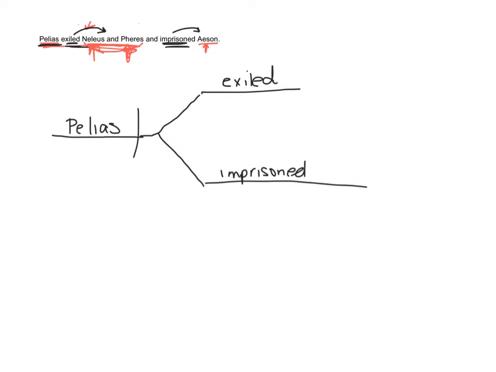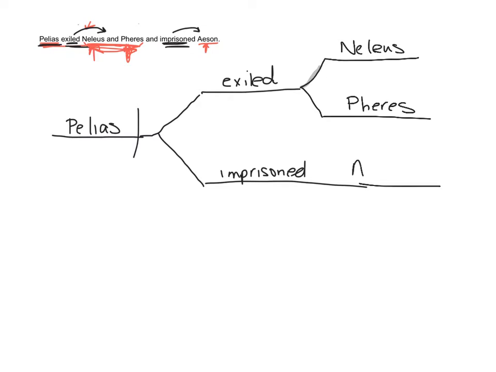So, this direct object line has to split again. Got to pull the right pen up. There you go. Who gets exiled? Full brother up here. Since that's what's first, I put it on the first line. Half brother down here. Who gets imprisoned? That would be oldest half-brother, Aeson. And we have to get our direct object lines in there.